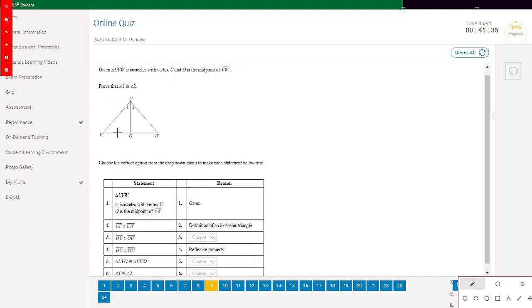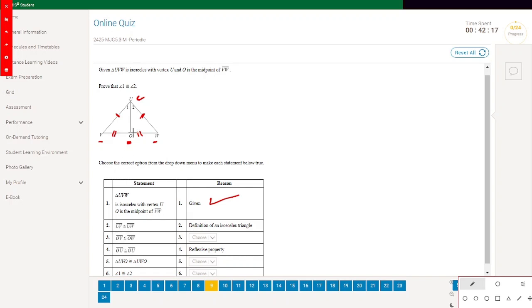Given triangle UVW is isosceles with vertex U, so here W and V will be the base, so UV will be equal to UW. This is isosceles. And O is the midpoint of VW, so that means that OW will be equal to VO. Now choose the correct option from the drop-down menu to make each statement true. Statement number one, triangle UVW is isosceles with vertex U, same as what is written in the question, so this will be given.